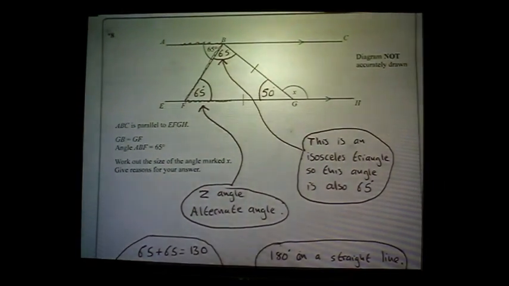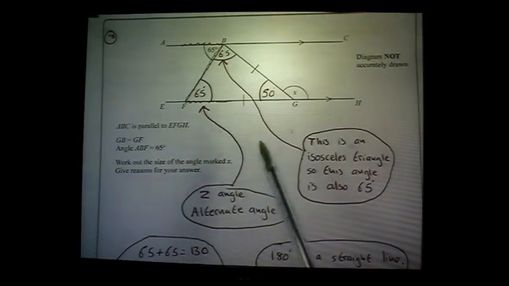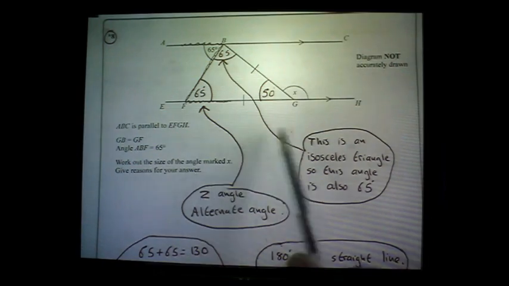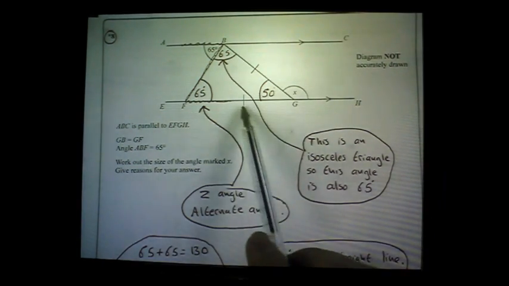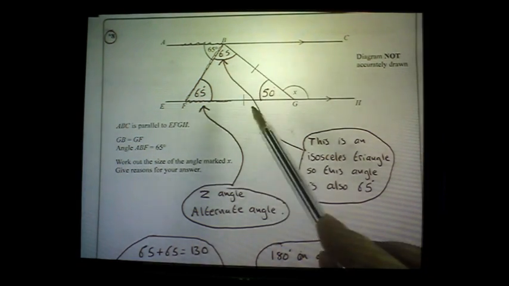Next one, there's a lot of writing I've put here, and it is all necessary, I'm afraid, so I'll explain it as I go. It's a functional question, it's got that star next to it. ABC is parallel to this line here, it's fine. We've got GB is equal to GF. GB is GF there, and that's marked on by these things. That just simply means that's an isosceles triangle, so I expect that's going to be useful later.